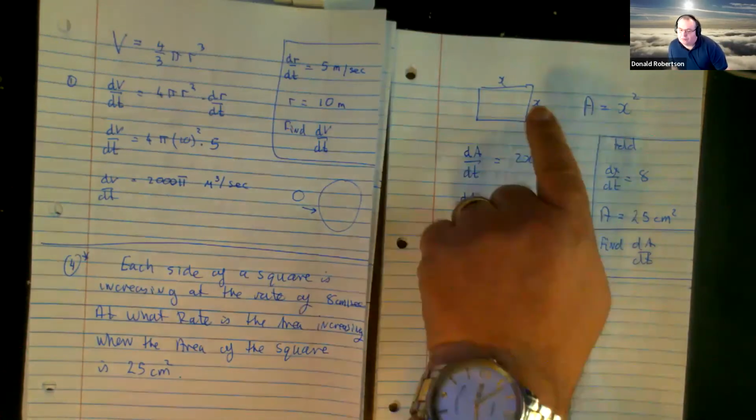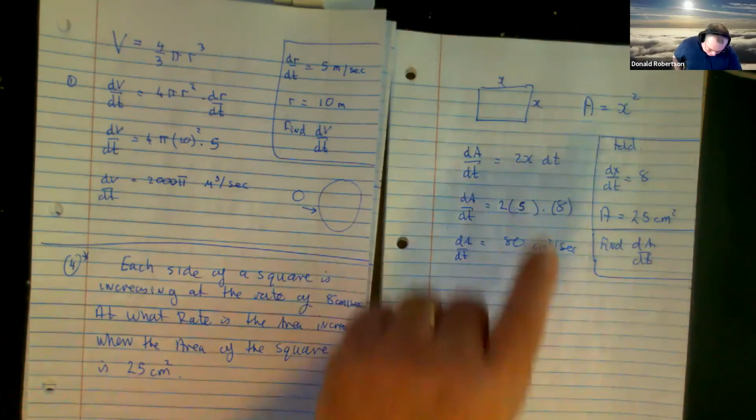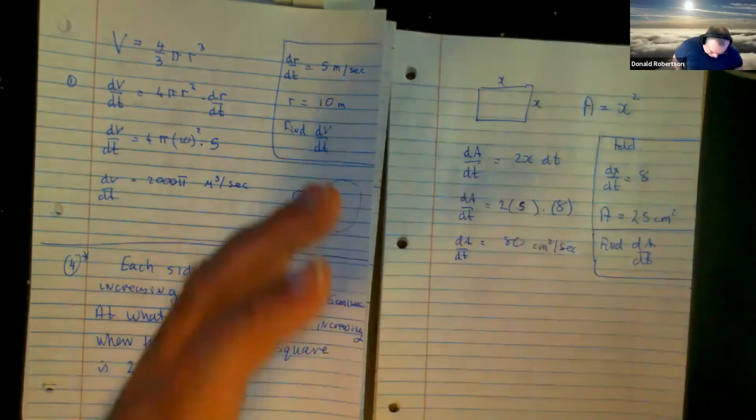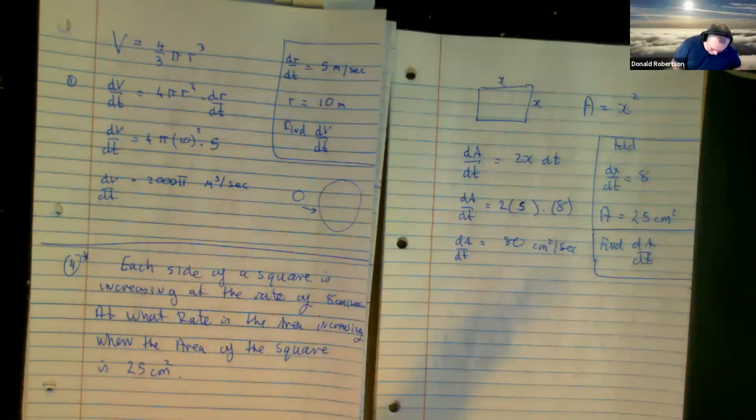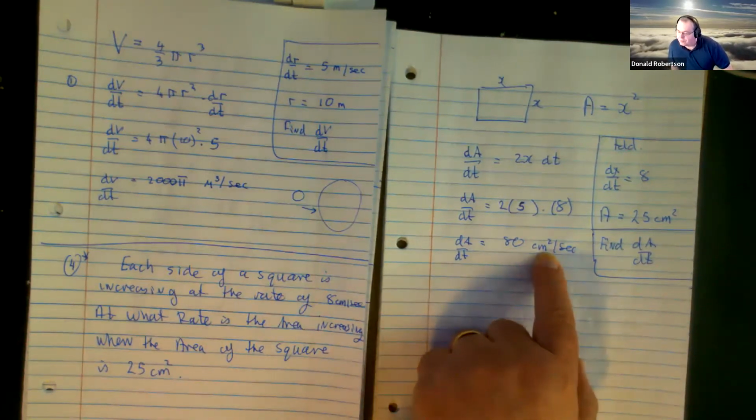So this square is getting bigger, right? It's a small square, it's becoming a bigger square. And when the area was 25, it's about to get bigger. How much bigger is it going to get in the next second? Its area is going to increase by that amount.